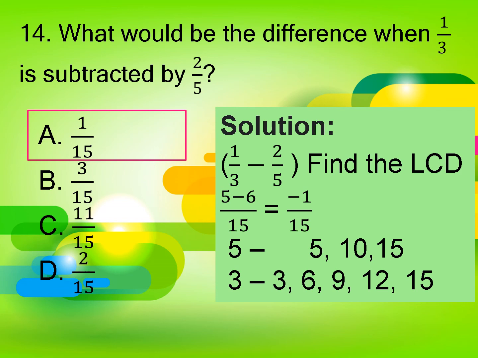So we have here now the least common multiple of 5 and 3, which is 15. So this is now our LCD. So that is 15 divided by 3 is 5 times 1 is 5. 15 divided by 5 is 3 times 2 is 6. So we'll now subtract. 5 minus 6 is -1 all over 15.